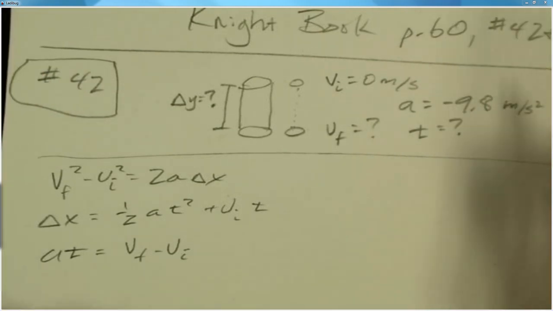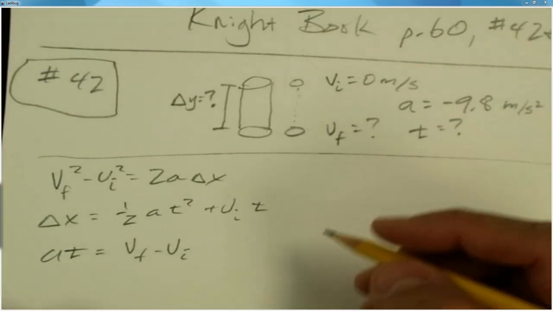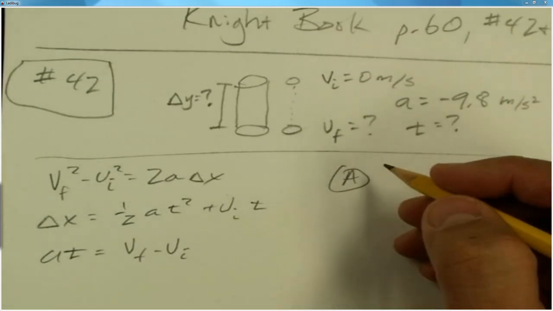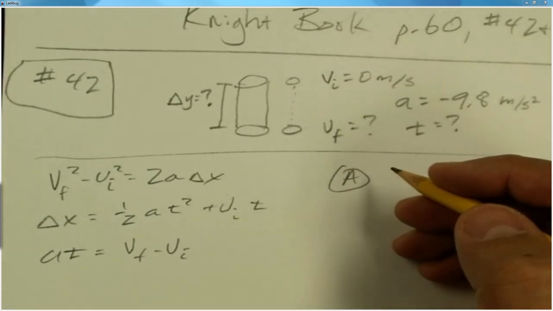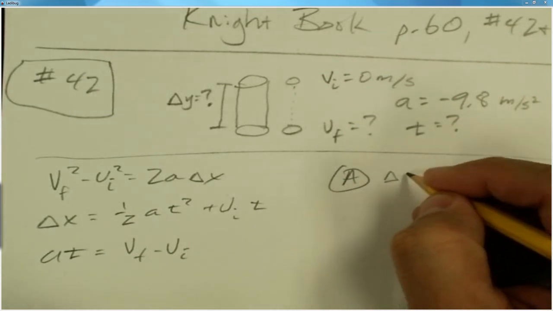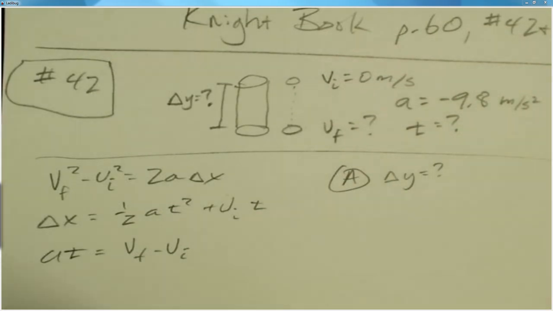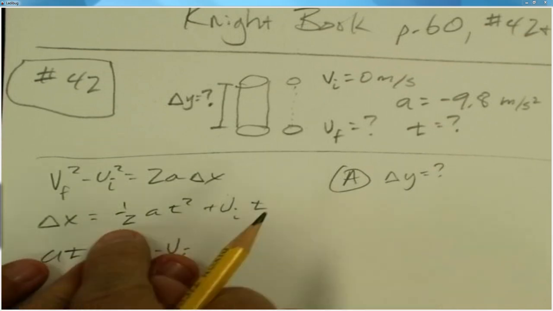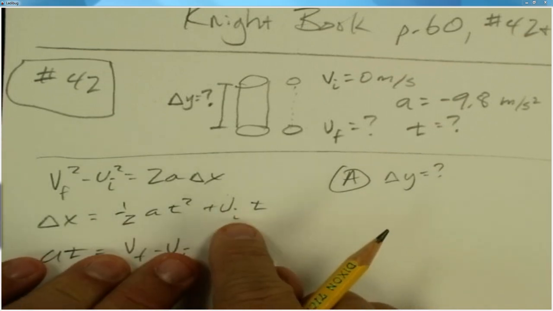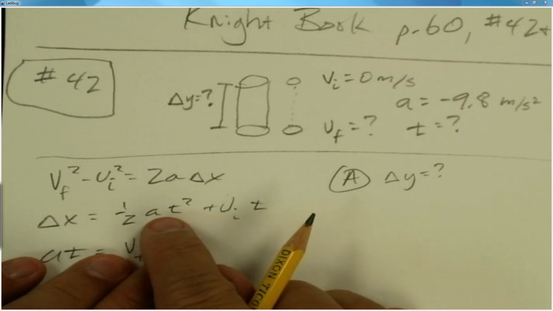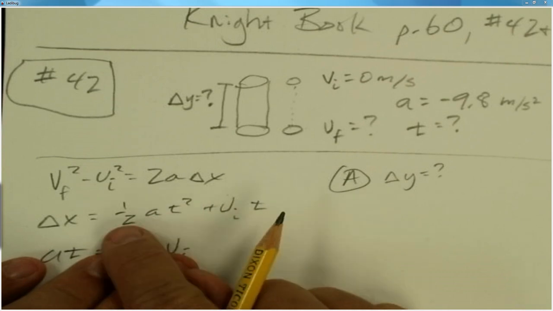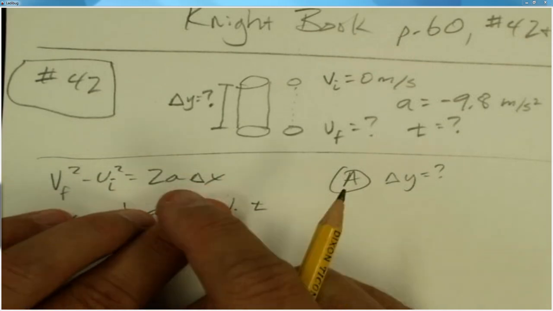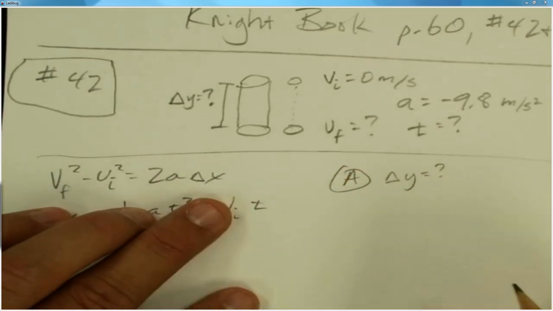What did I need? Part A asks for the height. So if I want the height, I'm liking this equation right here because if the initial is 0, that goes away. I know a. Oh, wait a second, I don't know t. So this is out. I can't use this. This doesn't have x in it, so I can't use that. So this is my baby right here.